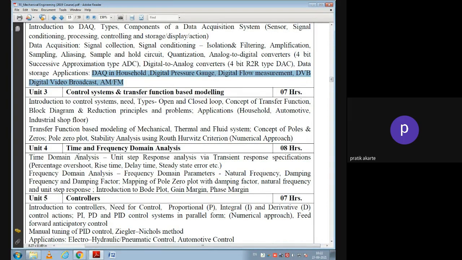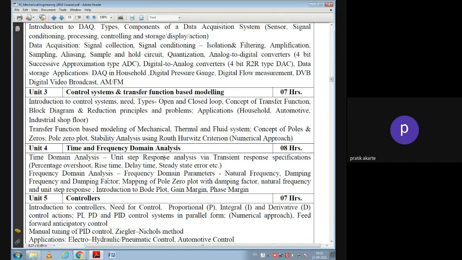The next will be starting unit number 4, which is time domain and frequency domain analysis, in which we'll discuss the effect of unit step response via transient response specifications. And these are the specifications like percentage overshoot, rise time, delay time, steady state error, etc. These are the things that we'll discuss in due course of time as we proceed further.